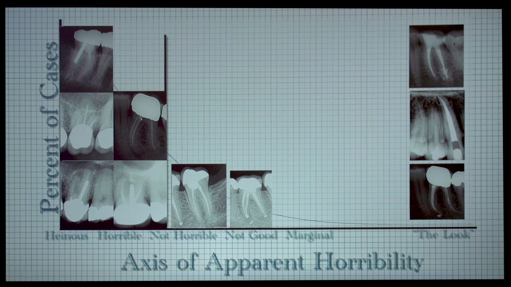And this is Terry's, and this is Cliff's, and this is Bellamy's case over here that have what we might talk about, because they're BU guys, as the look. And then over here, there's marginal, not good, not horrible, and heinous down here at the bottom of the curve.